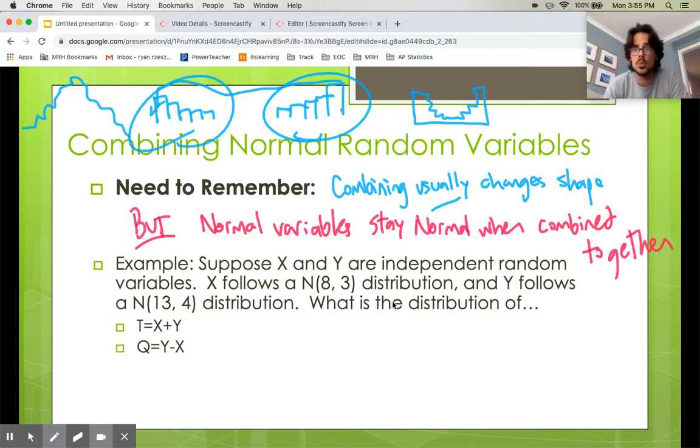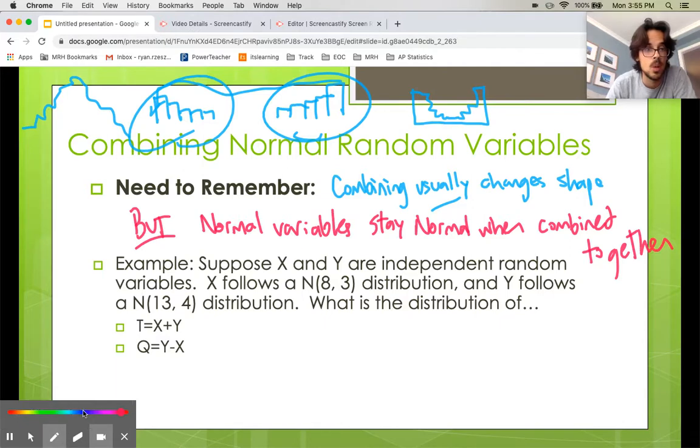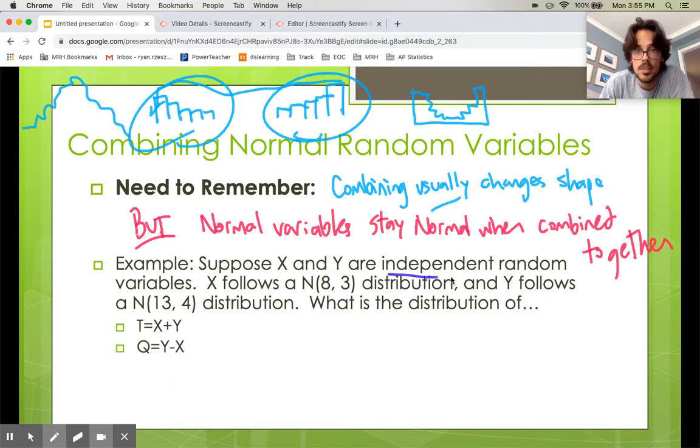So let's practice these rules, because there's a lot flying around in this lesson that you have to be able to keep track of. This is a relatively challenging lesson that we're embarked on right here. We have x and y. They are independent. X is a normal random variable, and remember this notation right here means that this is the mean, and this is the standard deviation. And this is y's mean, and y's standard deviation. Both are normal. So first of all, what is the distribution of t and q? Both t and q are going to be normal, because we're combining normal random variables.